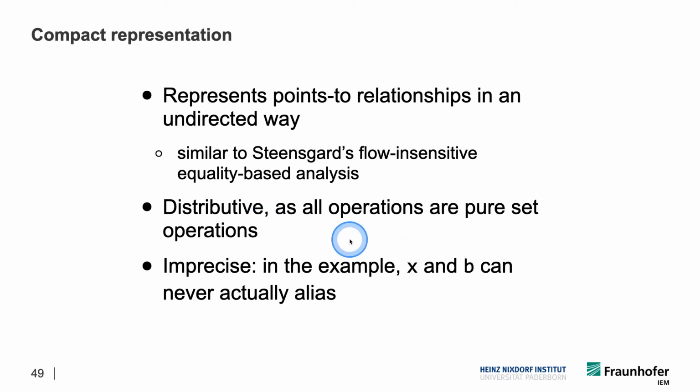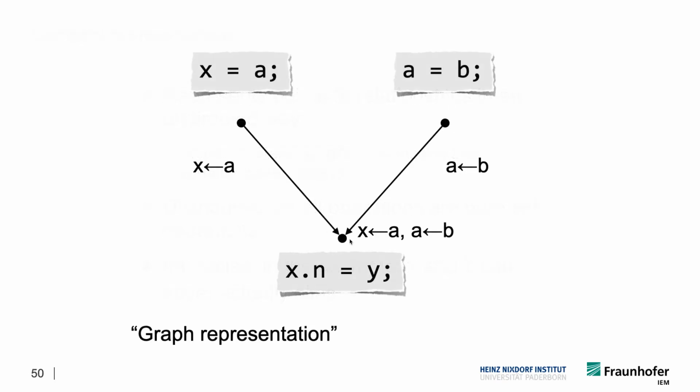It is distributive because we're talking about pure set operations, but it's imprecise because in the example x and b can never actually alias. Okay. Now I'm going to show you the same example again with a different representation, which in the literature is frequently called the graph representation. And here we have a directed representation. So this is saying A has been assigned X, but not the other way around. This is saying B has been assigned A, and so on.